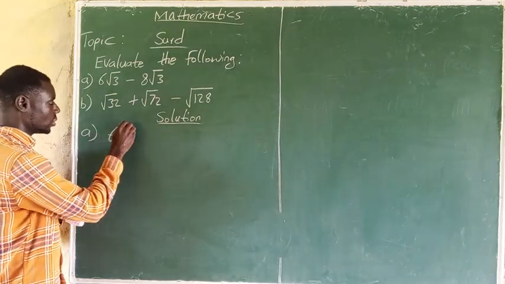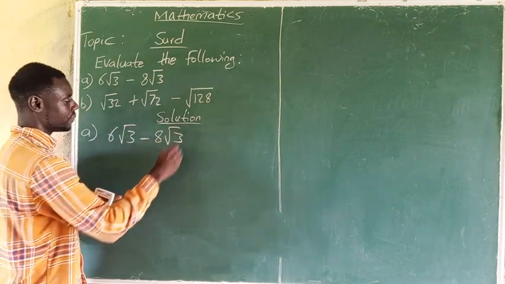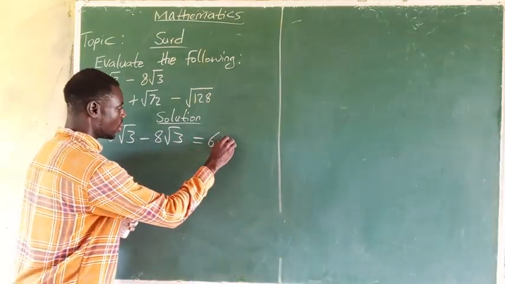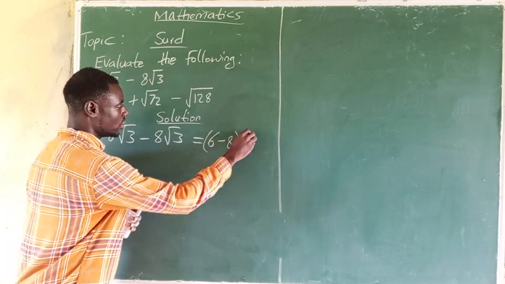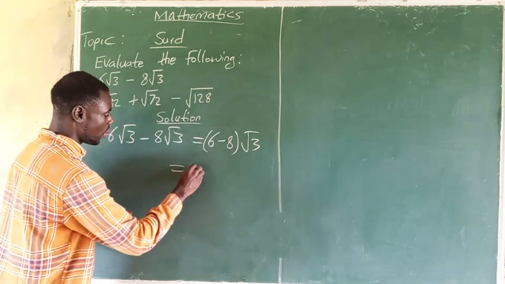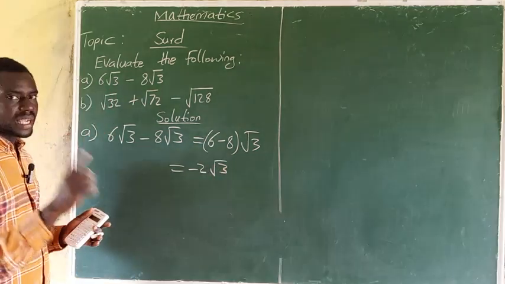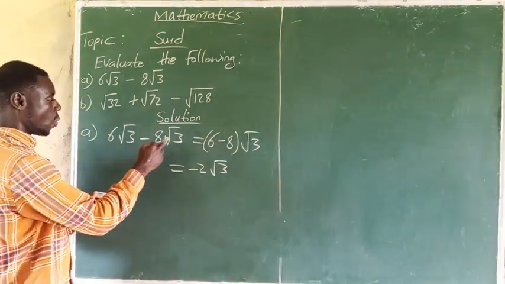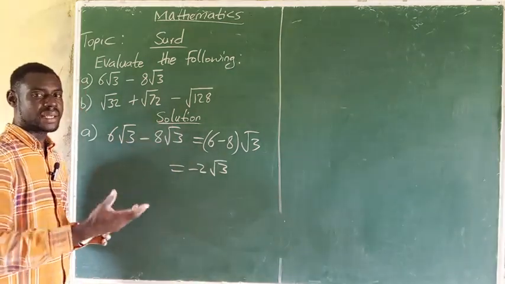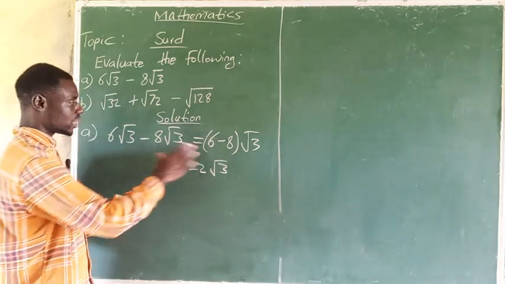We have 6 root 3 minus 8 root 3. Now, this will be equal to (6 minus 8) in brackets, root 3, which equals minus 2 root 3. How do I get this? There is a principle in Surds that says when what is inside the roots are the same, you can add or subtract. If they are not the same, you cannot add or subtract. That is what I did here.